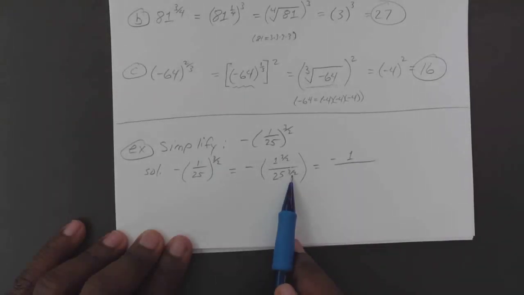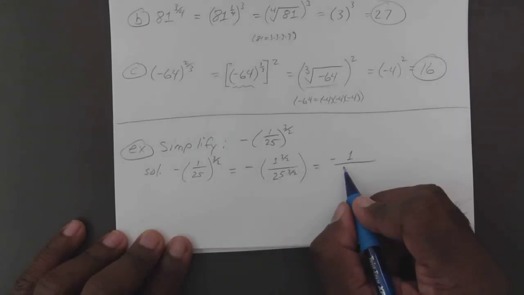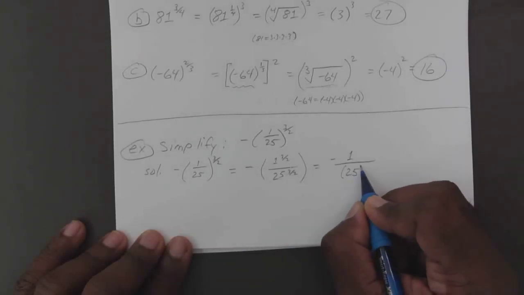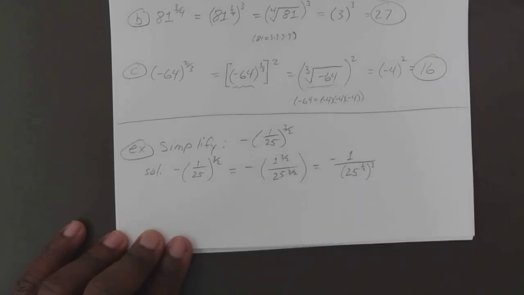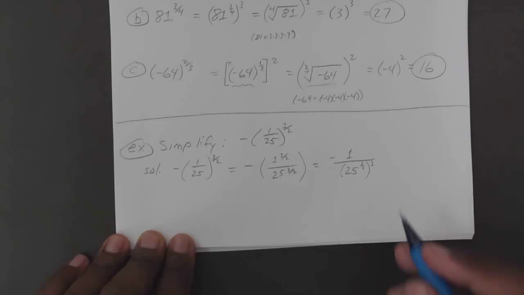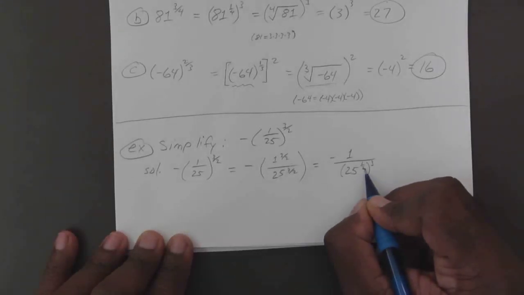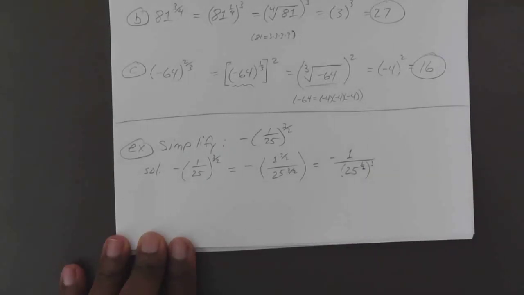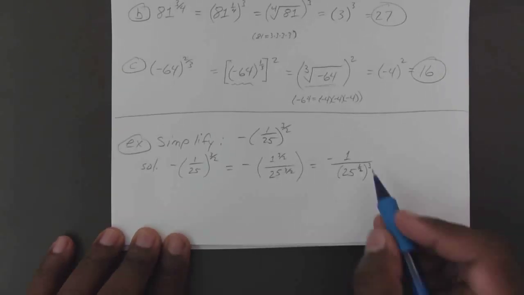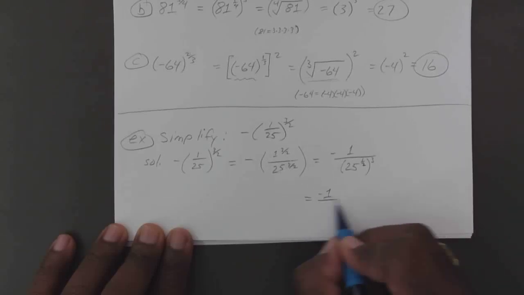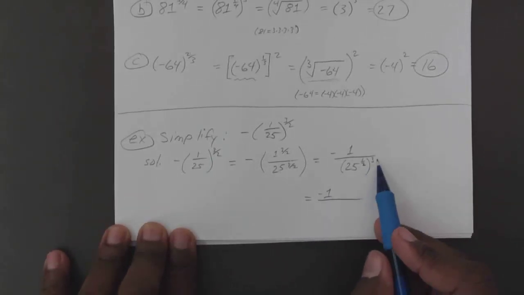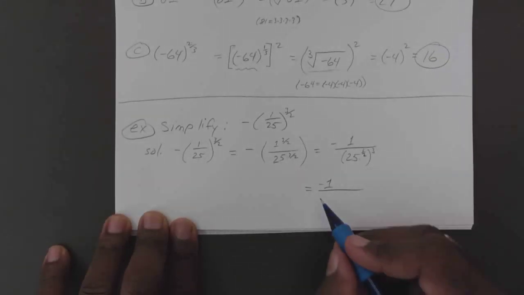With this one, remember you can get your 3 and bring it to the outside. So you have 25 to the 1/2 power cubed. Okay, which ends up equaling, remember you still have your -1 over the square root of 25 to the 3rd power.